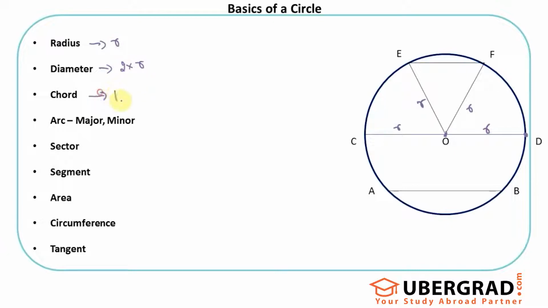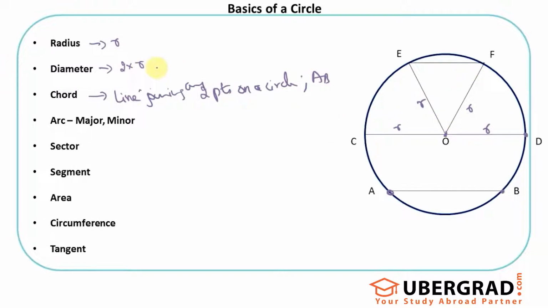Chord is basically a line joining any 2 points on a circle, right? If I join point A and point B, this is a chord. AB is a chord, right? Something like EF is also a chord. CD is also a chord.